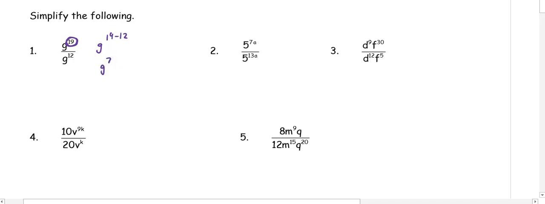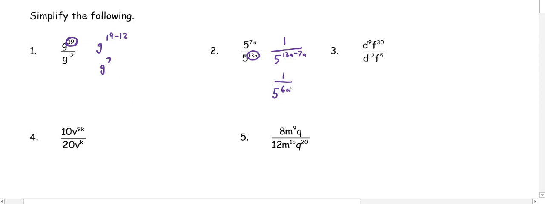In number 2, we have 5 to the 7a over 5 to the 13a. Since 13a is the larger exponent, this time it's going to end up in the denominator. So we're going to have 5 to the 13a minus 7a, and since there's nothing left in the numerator, we're just going to put a 1. So when we subtract, we get 1 over 5 to the 6a.